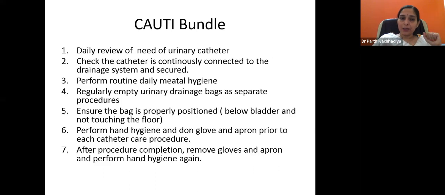What is the CAUTI bundle? Daily review of the need of the urinary catheter. Check the catheter is continuously connected to the drainage system. You need to do daily meatal hygiene. Regularly empty your urinary drainage bags as a separate procedure. It should not be combined with other activities. Ensure the bag is properly positioned, that is, it should be below the bladder and not touching the floor. Perform hand hygiene and don gloves and apron prior to each catheter care procedure. After procedure completion, remove gloves and apron and perform hand hygiene again.